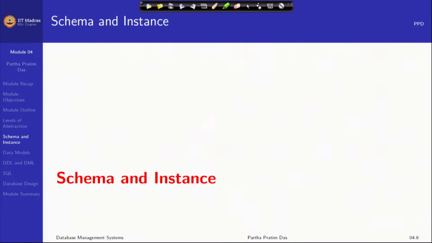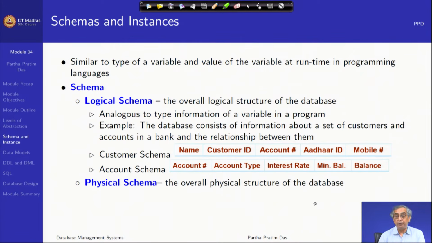The second is the difference between schema and instance, which is very, very important. In simple terms, schema is the way the data will be organized and instance is the actual value of that data. So, it is very similar to the type of a variable and the value of the variable at runtime. These are the two differences. So, schema again can be logical or it could be physical. Physical schema corresponds to physical levels of abstraction, logical schema corresponds to logical levels of abstraction.